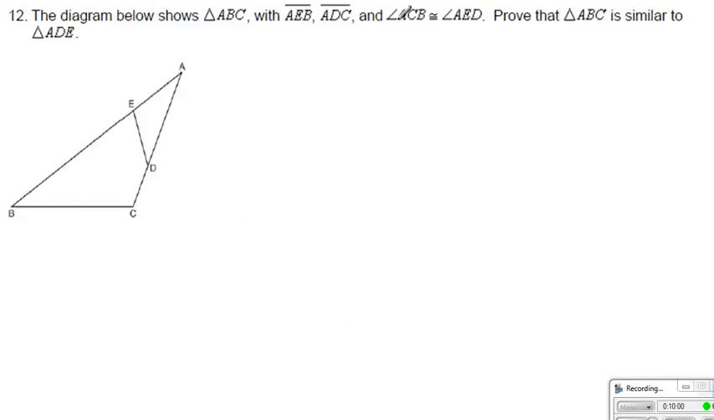Here we have angle ACB. ACB, this angle, is in fact congruent to AED, that angle. Not only that, this angle is reflexive. So therefore, no wonder the big triangle ABC and the small triangle ADE, they are similar to each other.